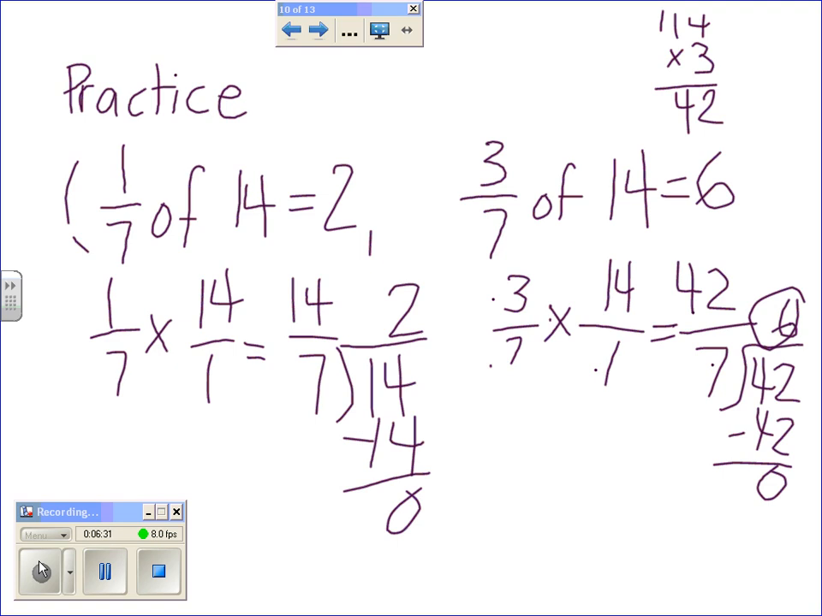If you're quick with your multiplication facts, you notice that all we really did is divide 14 by 7 to get 2, multiplied it by my numerator, 1. Here we divided 14 by 7 to get 2, multiplied it by 3 to get 6. Very simple.